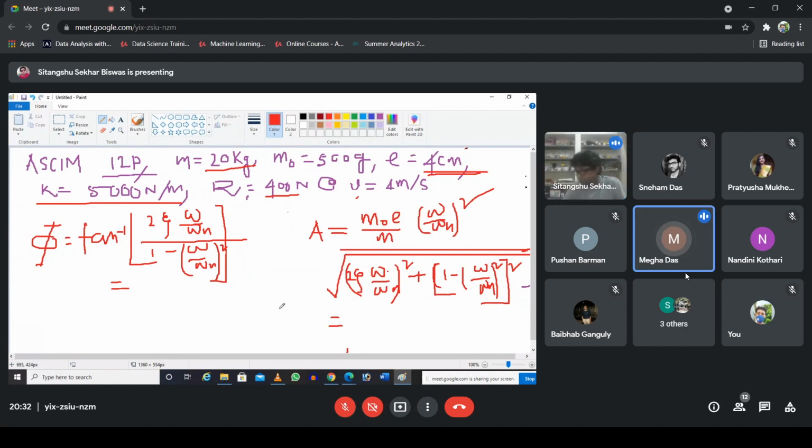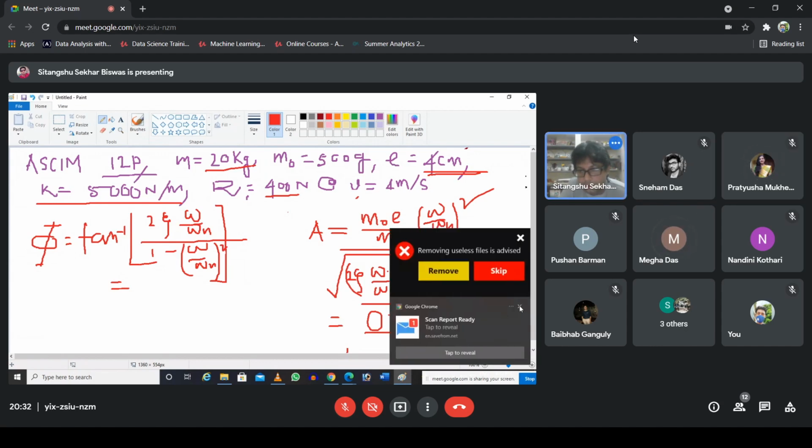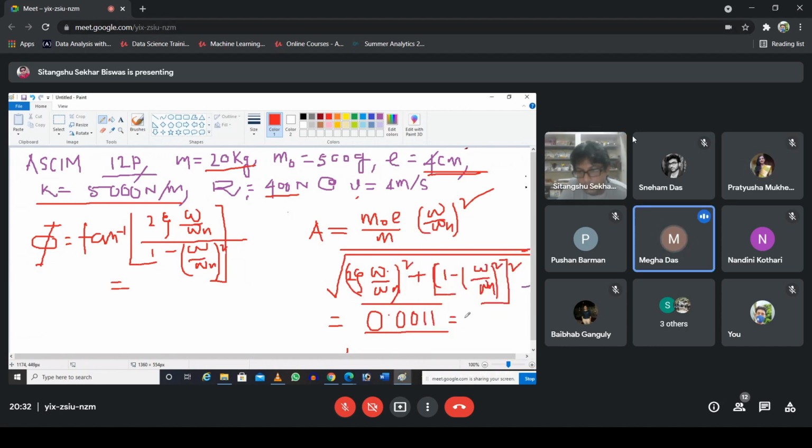Point 0011. 0.0011, that much? I'm pretty sure it's meter. Meter. Then convert this to millimeters, multiply by 1000, right? So 1.1. That means this will be 1.1 mm.